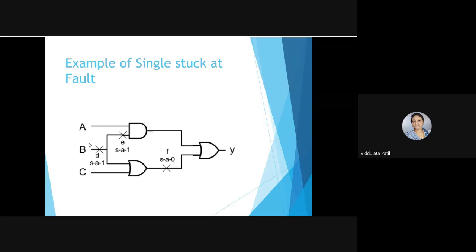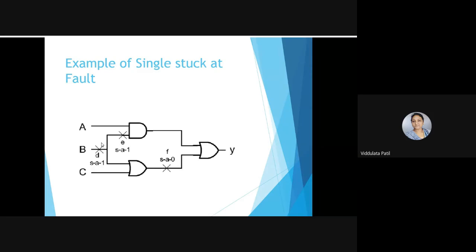Here you can see a combinational circuit. It has three inputs, A, B and C. The wire where B is connected to the D signal is stuck at 1, meaning it is permanently connected to logic 1. Also, wire E is permanently connected to logic 1, so it is stuck at 1, and the output of this OR gate is permanently connected to logic 0, so it is stuck at 0. So we have three faults.